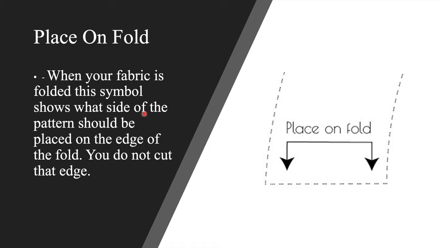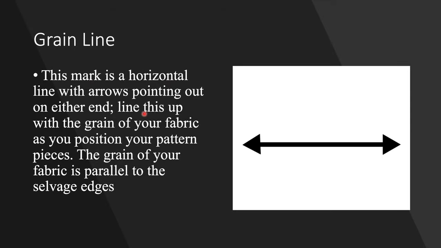So the next one is the grain line. This mark is a horizontal line, and it's going to show you how to position the pattern parallel with the selvage edge of your fabric. So I know when I was learning to sew, I was always told that you cut off that edge. Well, actually, you should leave it on because it's important, because it helps you to lay your patterns out correctly and with the stretch of the fabric.